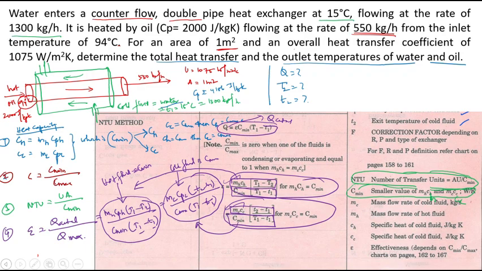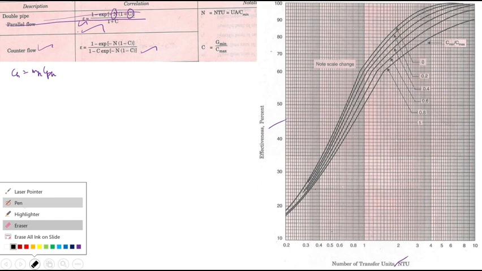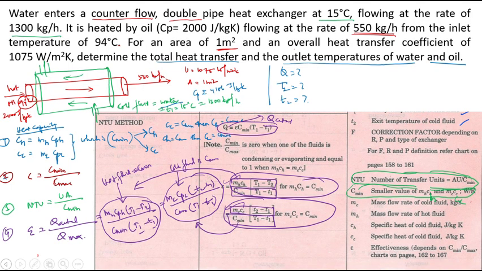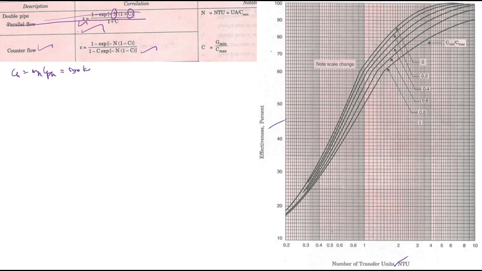The first step is to find CH and CC, and which one is C minimum. CH is equal to MH into CPH. Here the mass of hot fluid is given: 550 kilogram per hour into 2000 joule per kilogram Kelvin. The kilogram gets cancelled, so finally we get the value in joule per hour Kelvin. The hour can be converted into seconds with 3600 seconds. So 550 into 2000 divided by 3600.